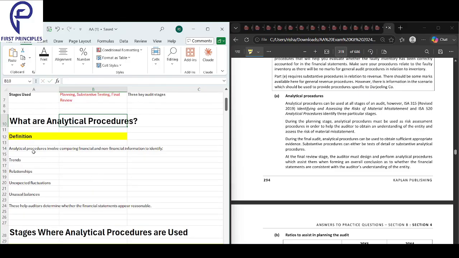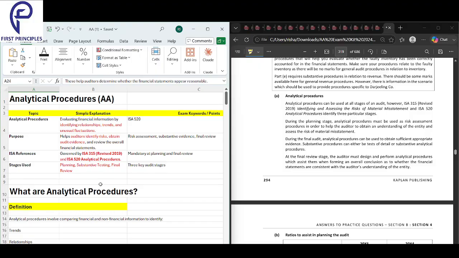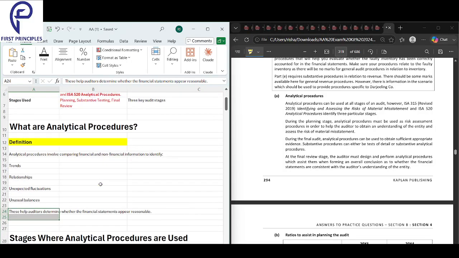So what are analytical procedures? They include comparing financial and non-financial information. They help in finding trends, relationships, fluctuations, and any unusual balances, and they also help the auditor to determine whether the financial statements appear reasonable or not. So first of all, we understood what analytical procedures are. Next, we understood what they are useful for. You will get to know the trends and relationships.